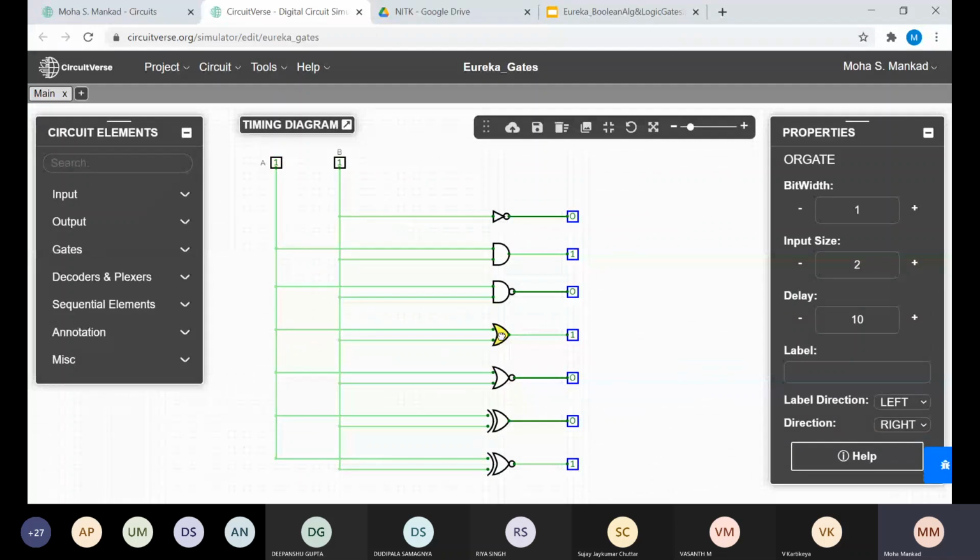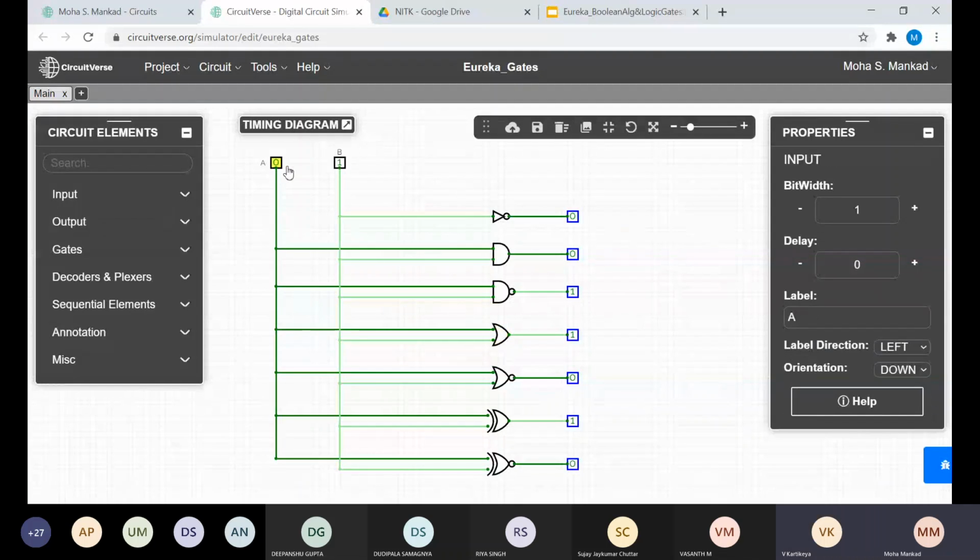Next is an OR gate. It will be low only when both are low. Right now both are high, so output is high. You can see even if one of them is high, the output is high. I switch both of them to 0 and output goes to 0. Next is the NOR gate, like you can verify it yourself.